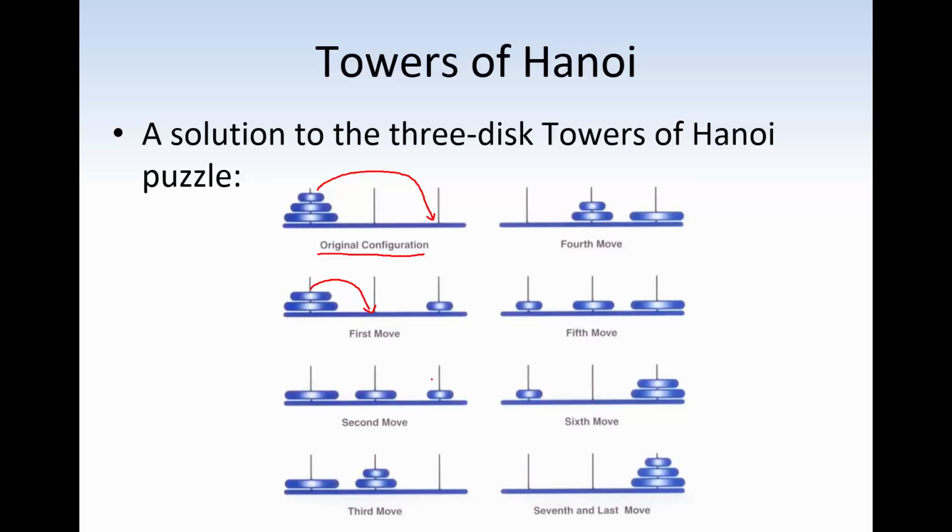So what I want is for the biggest one to be on the right-hand side. I'll take this small one on the right-hand side and move it to the middle. That gets me this picture: the large one on the left, and the medium one and the small one in the middle. Well, in that case, I can actually move my big disk all the way to the right.